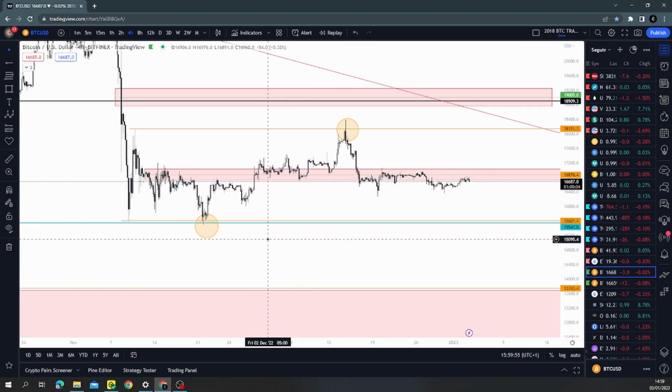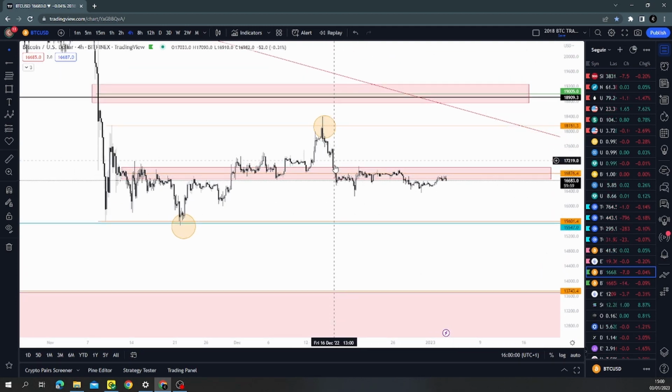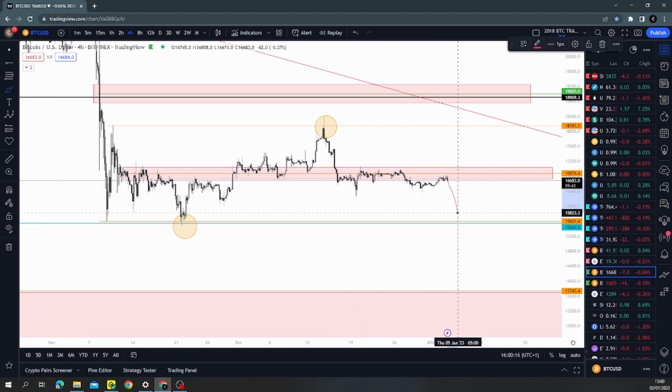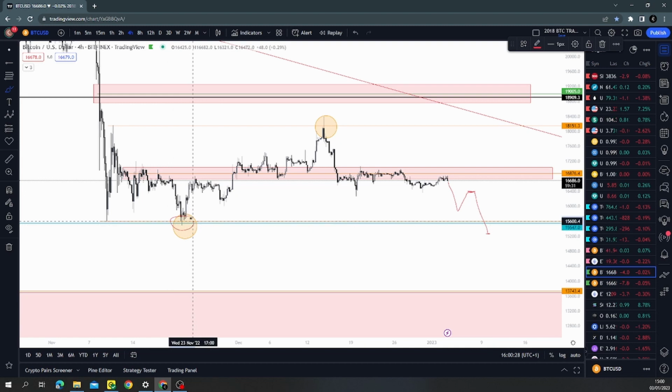Okay, perfect. As I said before, we are looking for 2 more drives in the 4 hours. One drive, we are waiting for the 2nd drive and the 3rd drive. What am I looking for? I'm looking for something like this. The price comes here, rips higher, retests the broken support, and does the final 3 drives to take these lows over here.